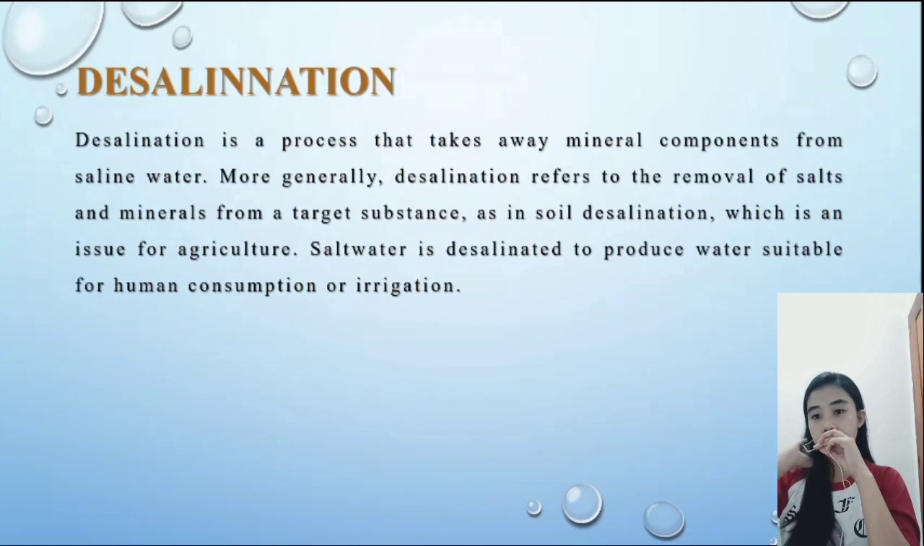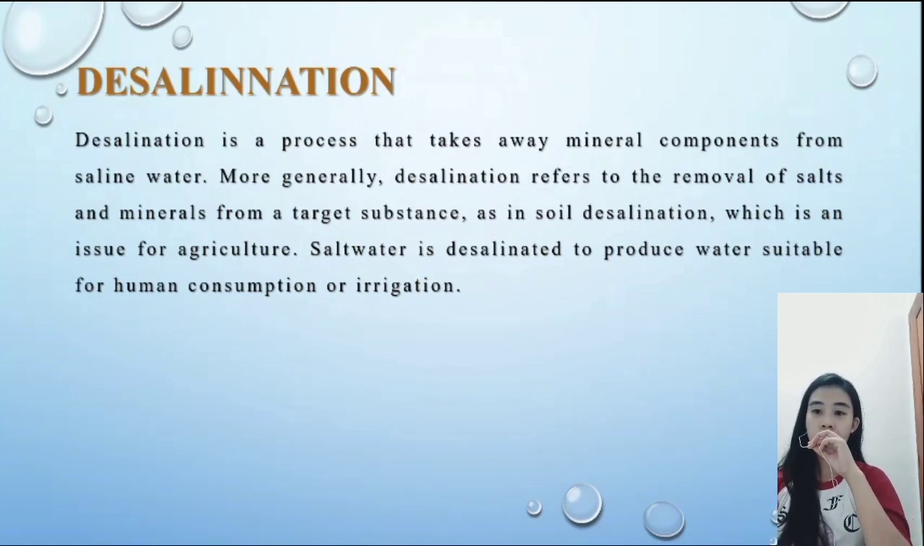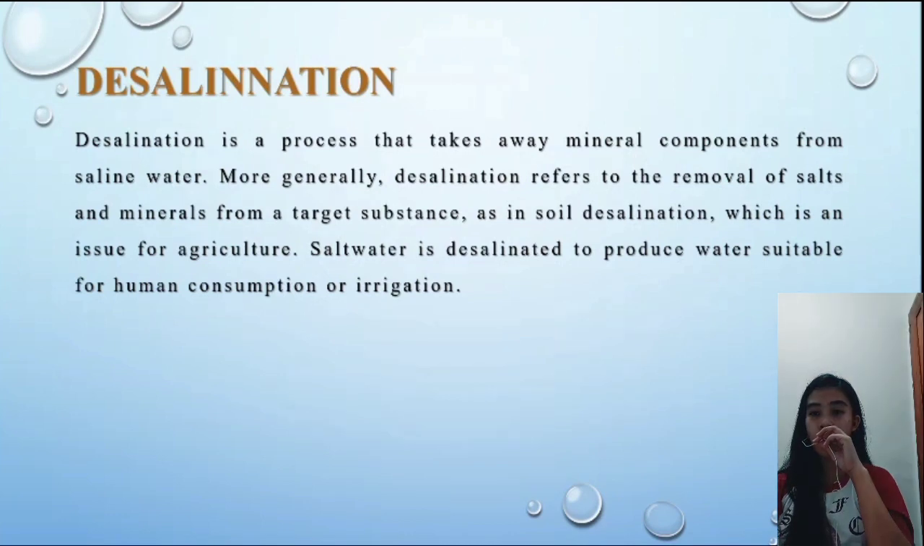Desalination. Desalination is a process that takes away mineral components from saline water. More generally, desalination refers to the removal of salt and minerals from a target substance, as in soil desalination, which is an issue for agriculture. Salt water is desalinated to produce water suitable for human consumption or irrigation.